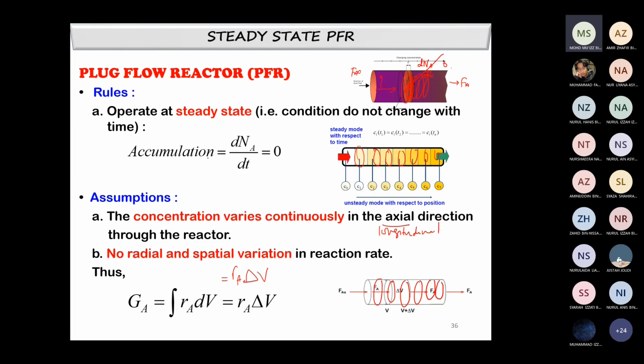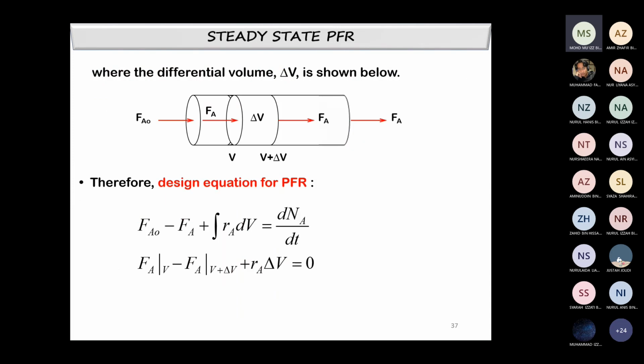Okay, remember, we just assume this is a reactor, we don't consider the radial direction. But in the real situation, actually, there is a radial direction. Okay, we go around. So where the differential volume delta V is shown below.